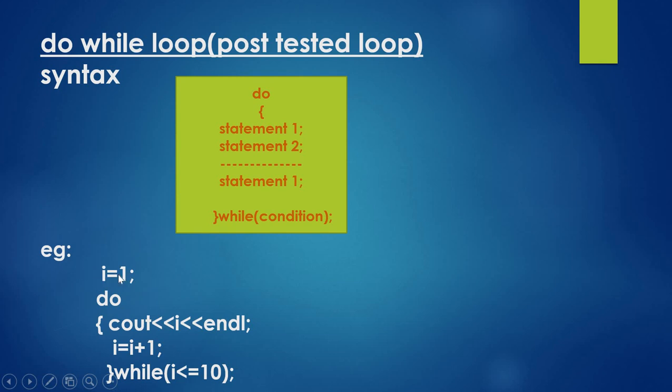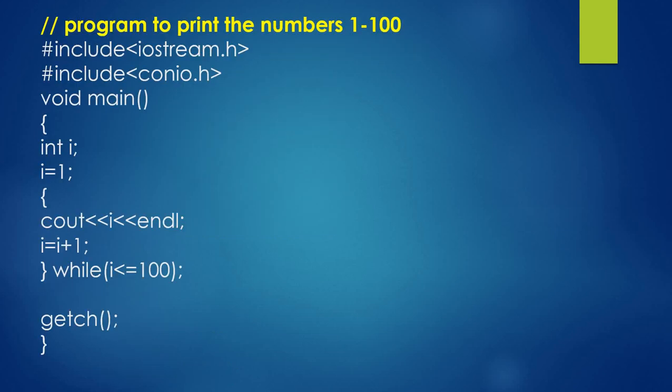See here, an example: I is equal to 1, that is the initialization. Then do, then the statements to be executed or repeated, that is cout I and I is equal to I plus 1. After executing these statements, while I less than or equal to 10, and after that there should be one semicolon. In the do while loop, after this condition, there should be one semicolon. Next, we can consider one program.